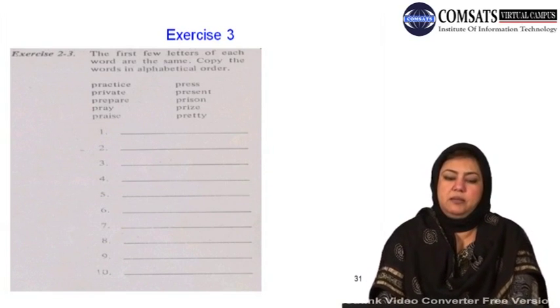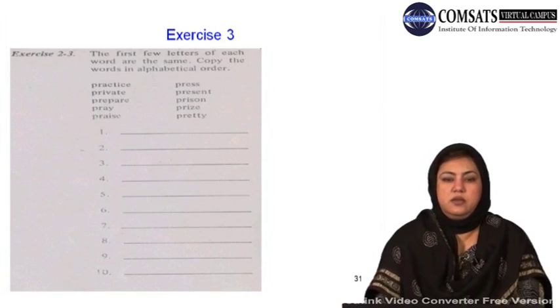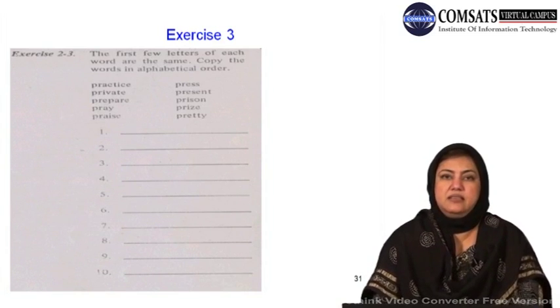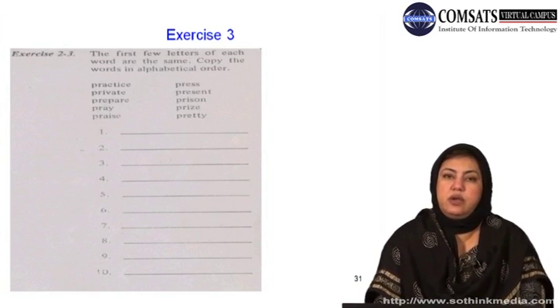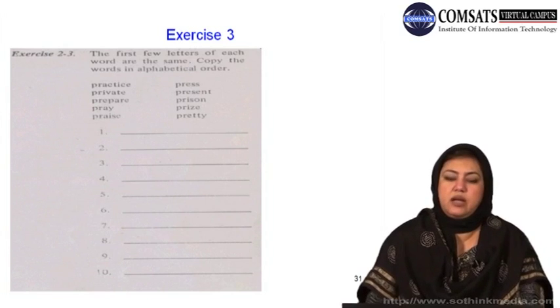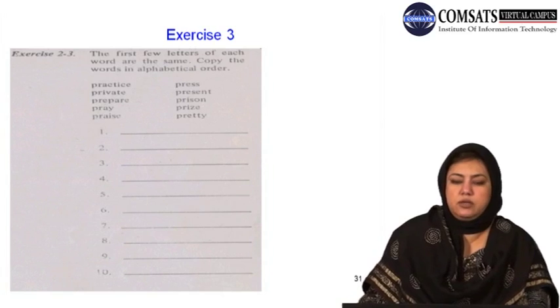Look at the words quickly. Practice, private, prepare, pray, praise, press, and present. And the last 3 words are prison, prize, and pretty. So what you have to do is organize them the way they would occur in a dictionary, in an alphabetical sequential order.